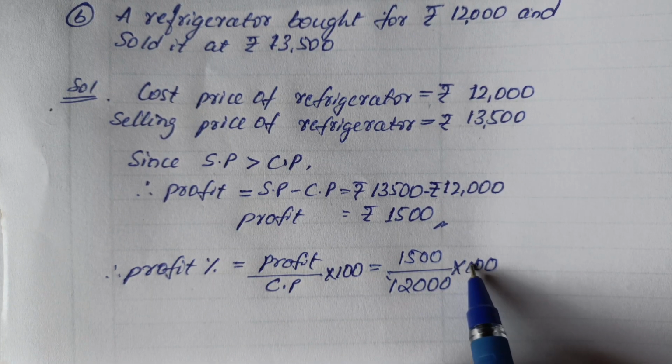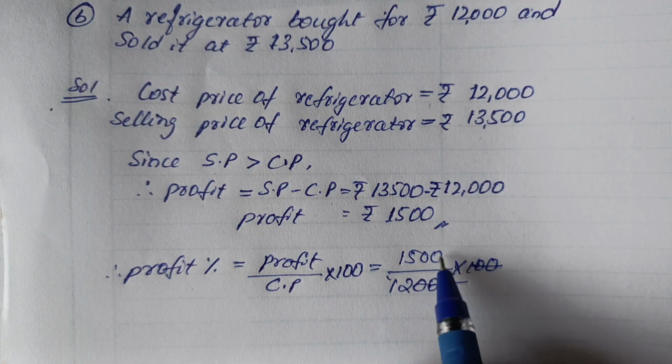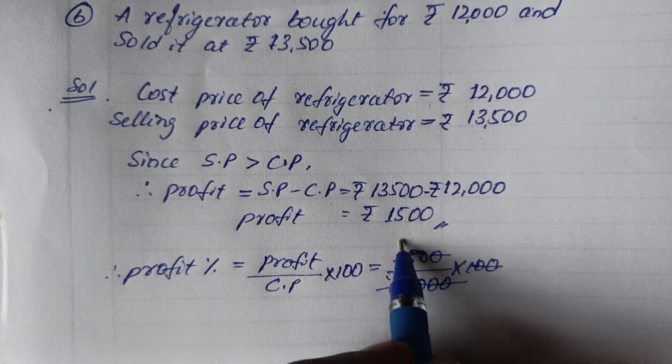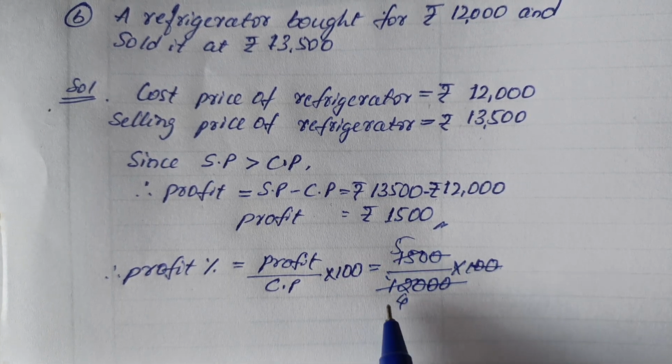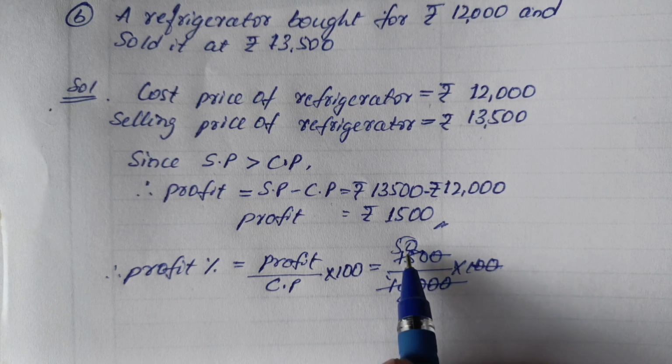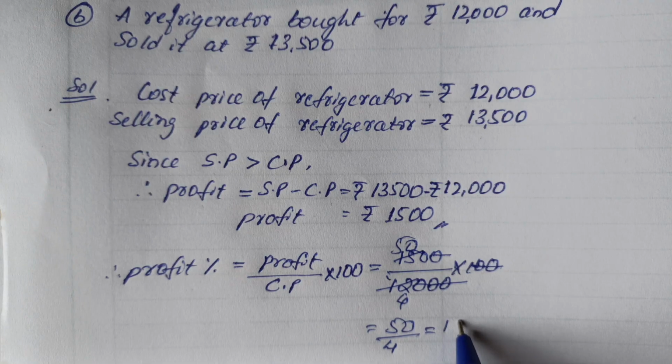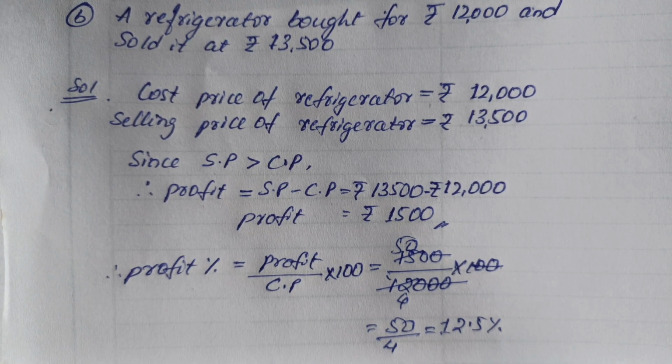Okay, these two zeros go, this one zero, this one zero gone. So we get the answer as, when we take out, 3 4s are 12, 3 5s are 15. So 150, no? So that is equal to 50 divided by 4, we get 12 point. When we do calculation, we get 12.5%.